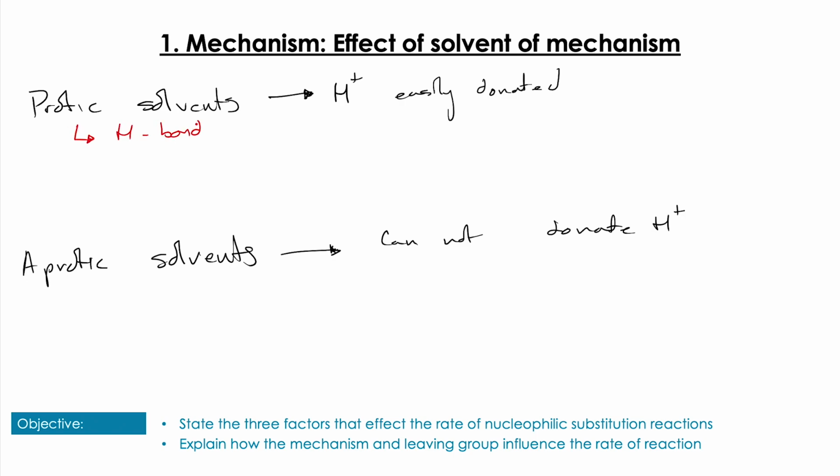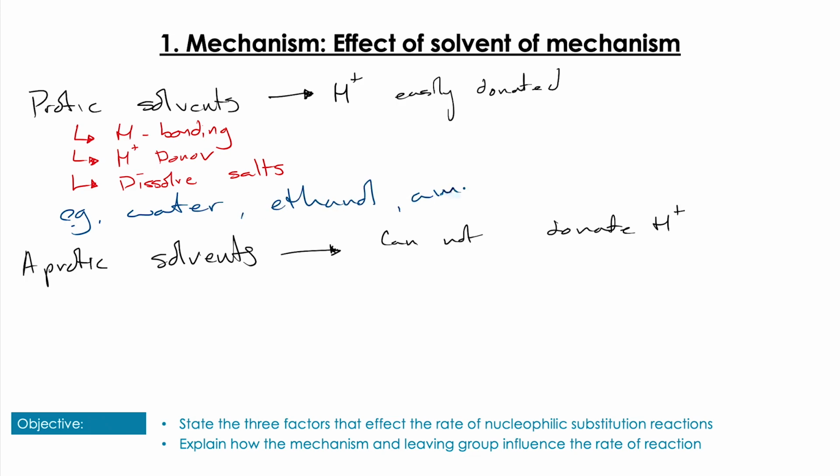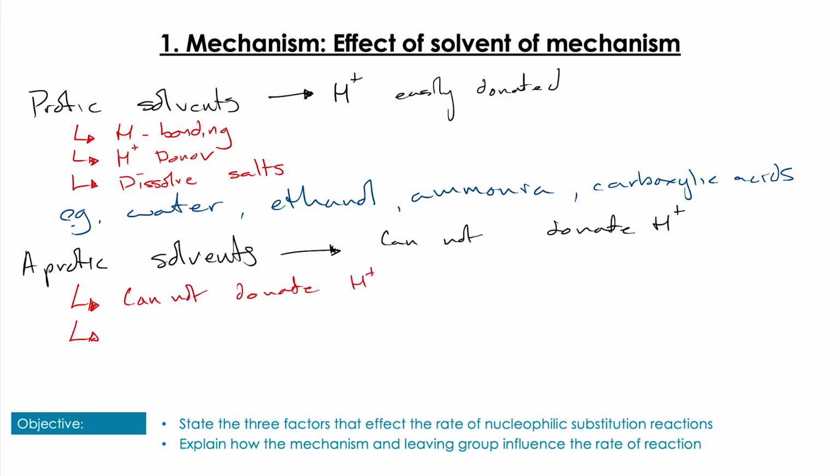So protic solvents can form hydrogen bonds and, of course, donate protons. This means that they're actually very good at dissolving salts, thinking back to the polarity of ions being able to easily dissolve. And this is pretty much most solvents that you would commonly know: water, ethanol, ammonia, carboxylic acids, etc. Aprotic solvents are quite simply the opposite. They can't do these things and are usually organic solvents, and although they can be polar in nature, they're not going to form hydrogen bonds.